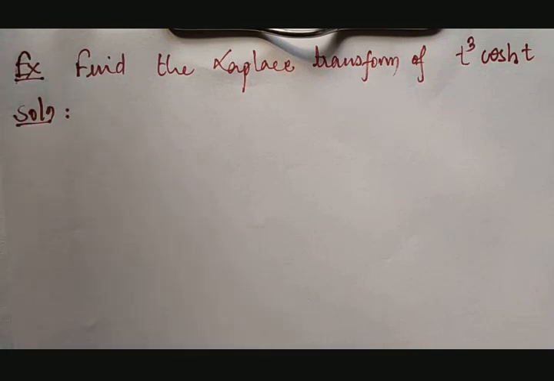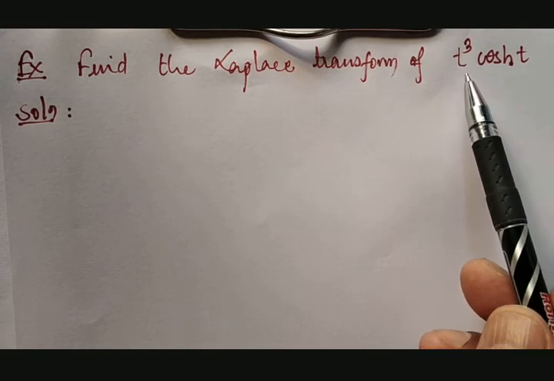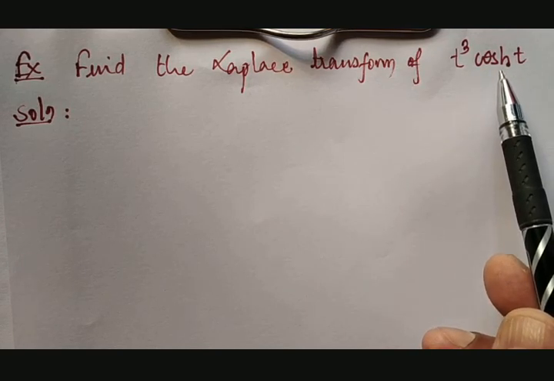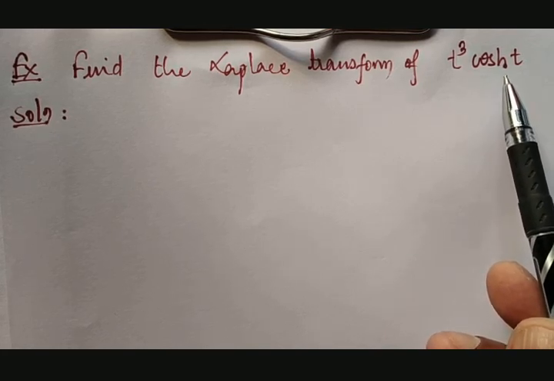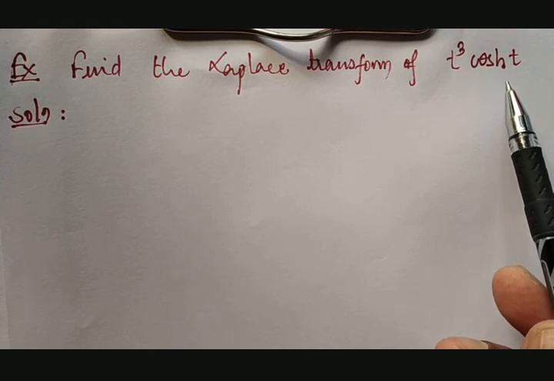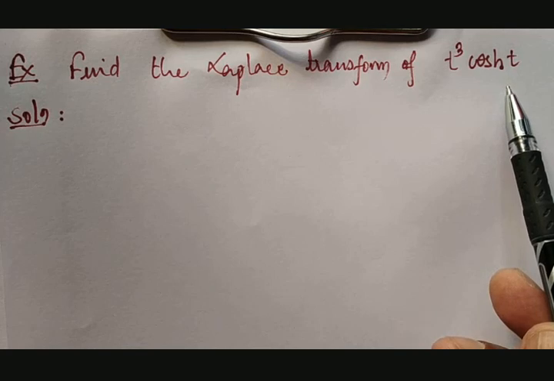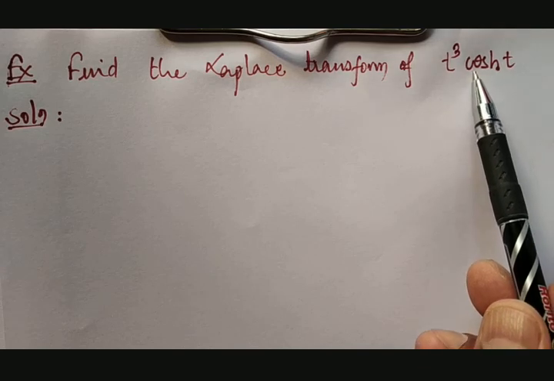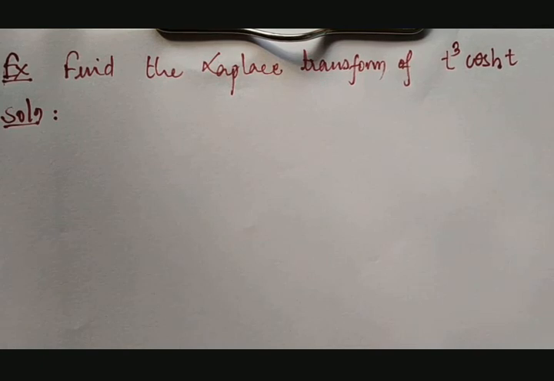In this session, we are going to discuss how to obtain the Laplace transformation of t cube into cos hyperbolic t. We know that t cube into cos hyperbolic t can be resolved by using a Laplace transformation property, which is nothing but the derivative property. But in this case, we need to understand: does the derivative property have to be implemented directly? Is it required? Before that, is it necessary to take cos hyperbolic t as f of t?